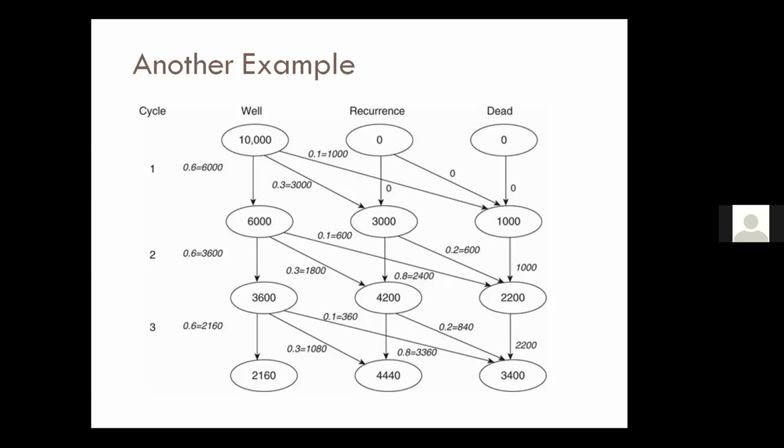Especially in the disease group, you have to see that if they remain in the disease state, some of them will remain in the disabled state across the cycles. So you have to count them also.